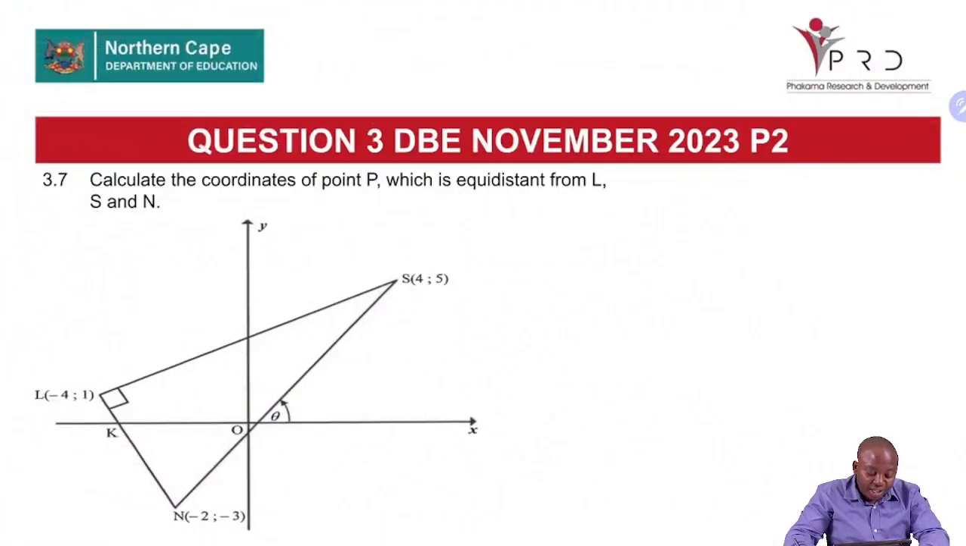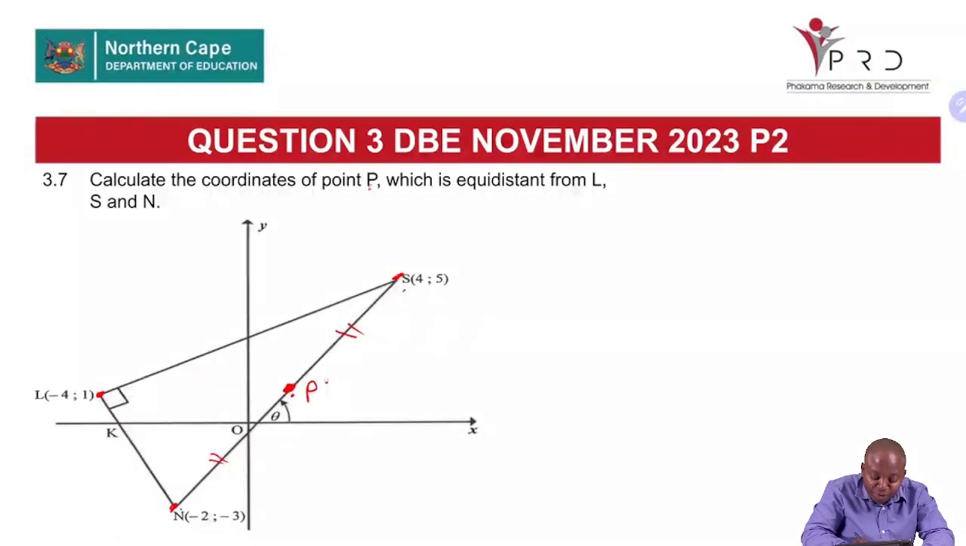So we are moving. Now 3.7 reads as follows. Calculate the coordinates of point P, which is equidistant from L, S, and N. Very interesting. Coordinates of point P. So P is equidistant from L, S, and N. What does this mean? This means P must be somewhere such that when I move from P to S, from P to L, and from P to N, it is the same distance. So the distance here and the distance here must be the same. That means P must lie somewhere here. But we'll prove why P must lie there.